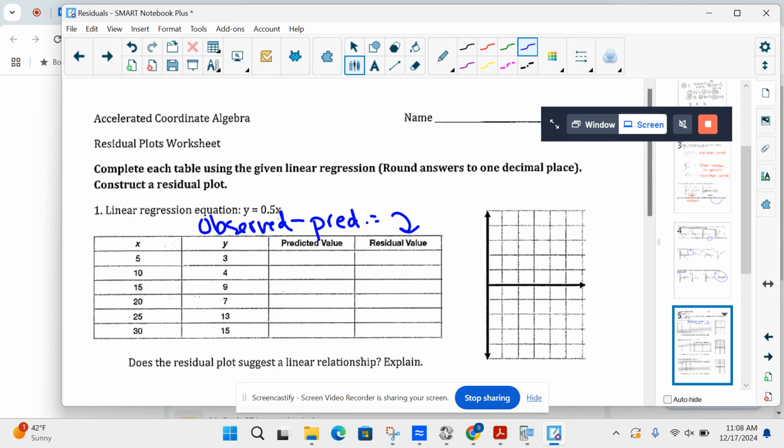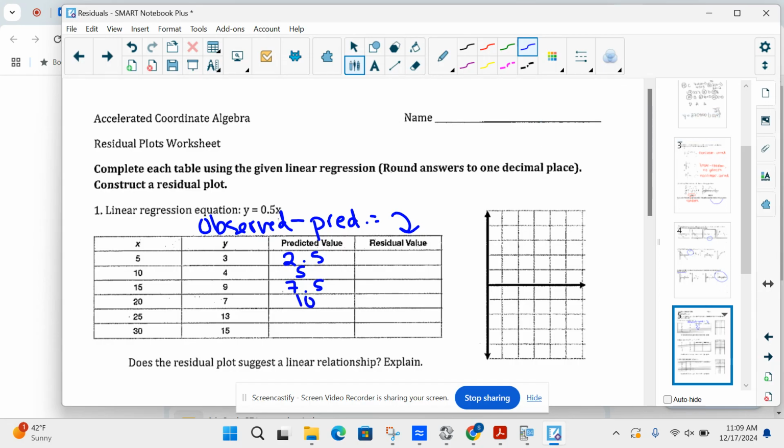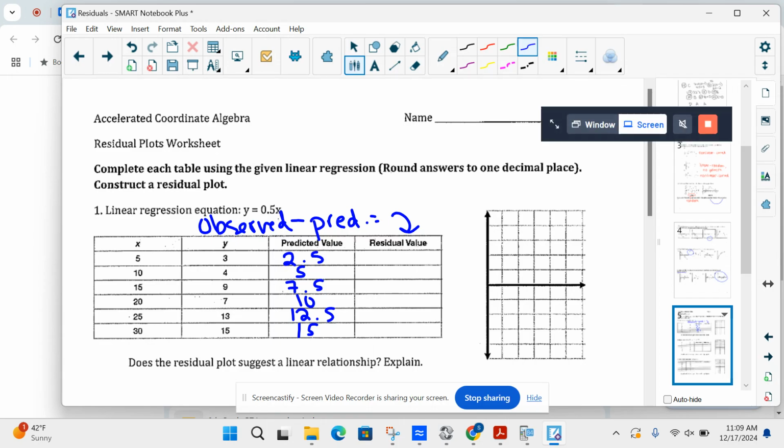So you don't need a calculator for this question. You just need to do 5 times 0.5, which is 2.5. So you're just dividing all the x's by 2, right? That's what that means. So 2.5, and then 10 would be 5. 15 times 0.5 is 7.5. 20 times 0.5 is 10. 25 times 0.5 is 12.5. And then 30 times 0.5 is 15. Okay, so I just figured out what the predicted value is using our equation.